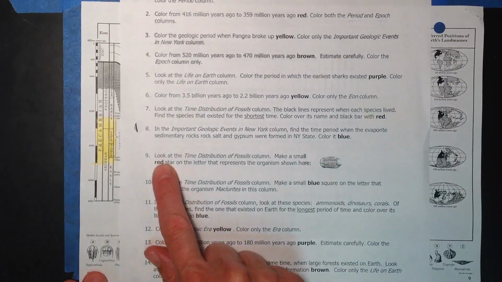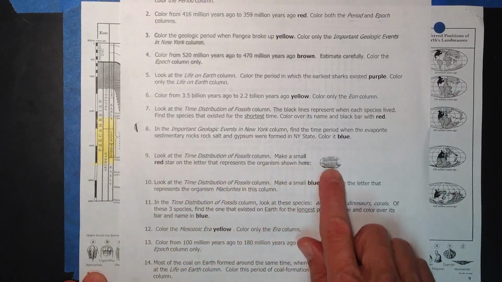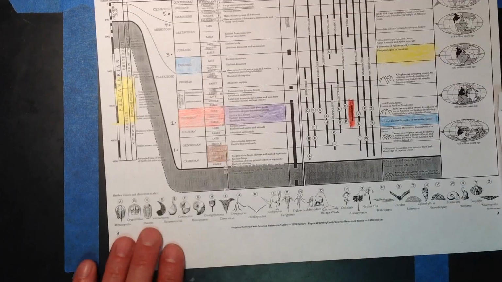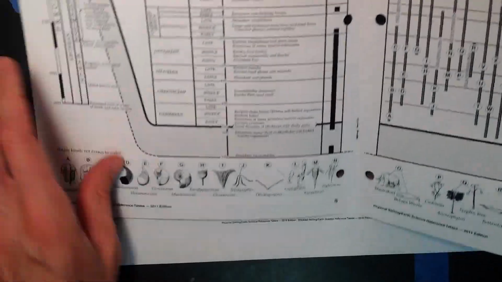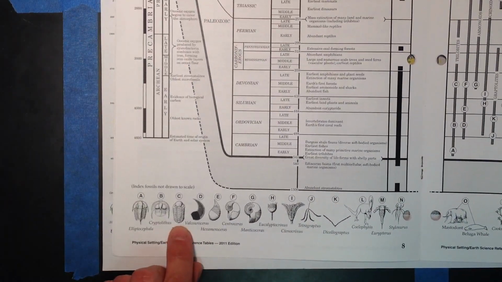Here we go. Number 9. Look at the time distribution of fossils column. Make a small red star on the letter that represents the organism shown here. So that is it right there. Now, where to find that? Let me pull out my regular reference table here, so you can see it a little bigger. You have to look around for that picture. That picture is this one here. Okay, letter C, Phacops.